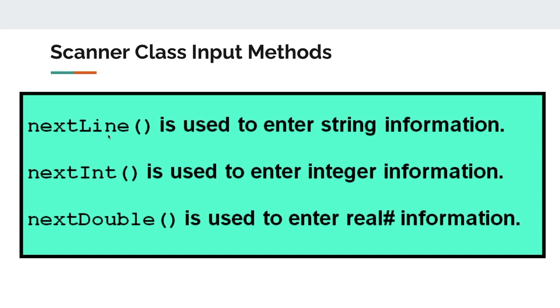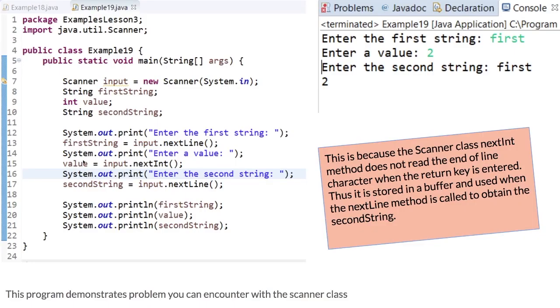Okay, so these are the methods that you'll need to use in order to get information from the console. nextLine, nextInt, nextDouble, all of those will have to be called from the Scanner object that you declare. In our case, we called it input. You can technically call it anything you want, but again, we'll discuss that more in class.